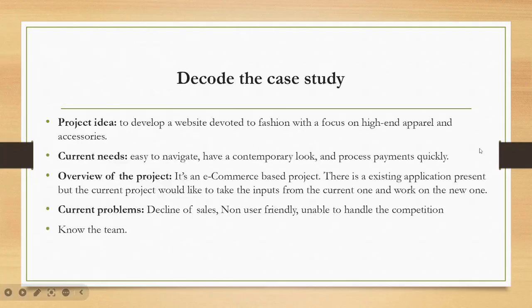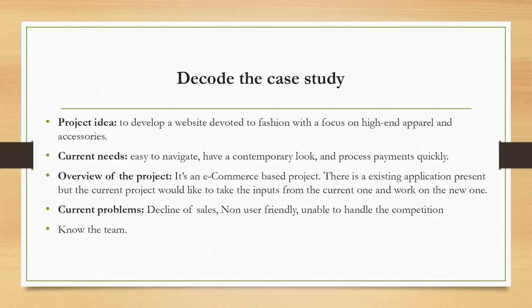Okay. So the first thing is that you need to decode the case study. So what is the project area? Till now we have discussed developing a website focused on fashionable things. It is devoted only to fashion, with a focus on high-end apparel and accessories. Whatever accessories and apparel there are, all these things, like clothes and fashionable accessories, come under fashionable things, and these products will be placed in that website or web application.